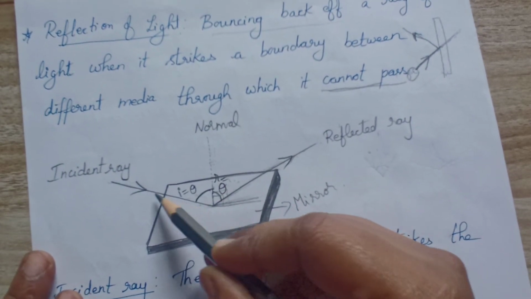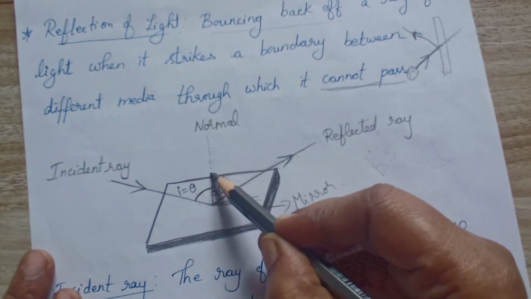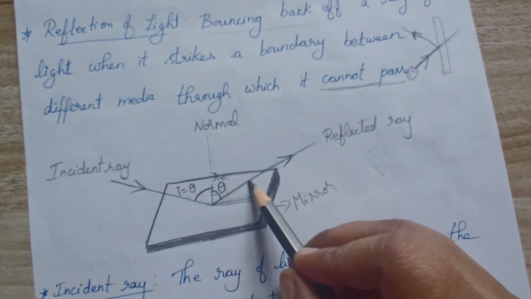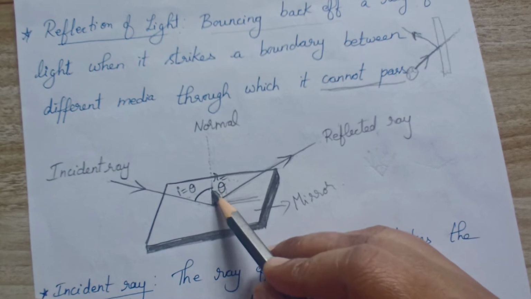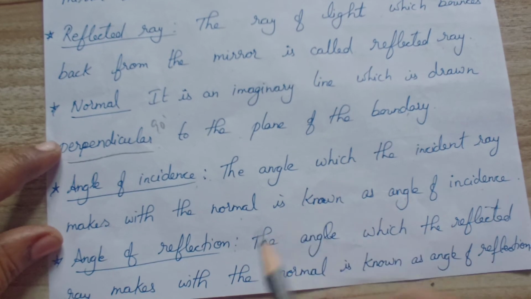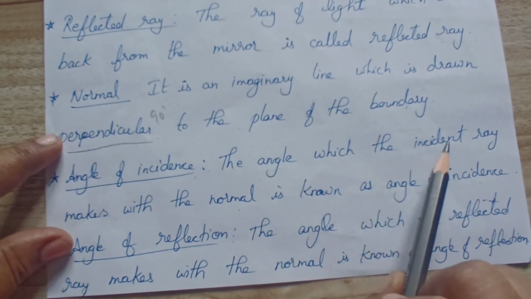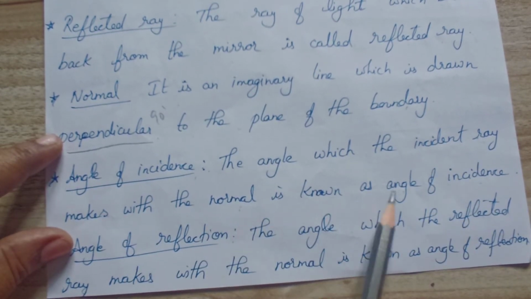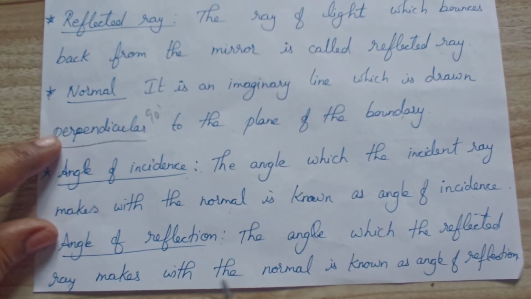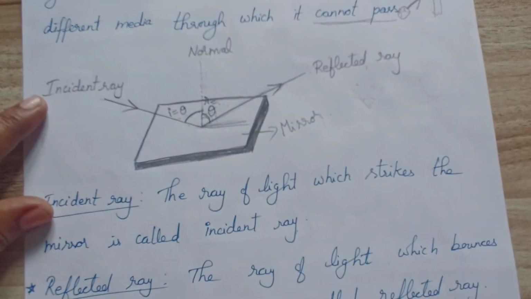Next, angle of incidence. What is angle of incidence? The angle between the incident ray and the normal is called the angle of incidence, right? And the angle between the reflected ray and the normal is called the angle of reflection, right? The angle which the incident ray makes with the normal is known as the angle of incidence. The angle which the reflected ray makes with the normal is known as the angle of reflection. Okay, these are the terminologies related to the reflection of light.